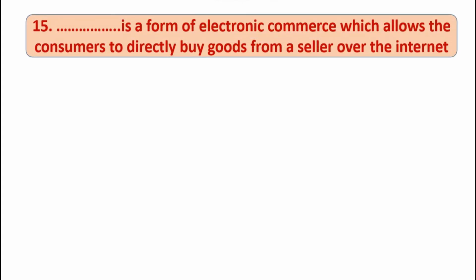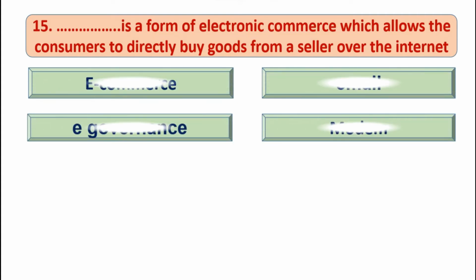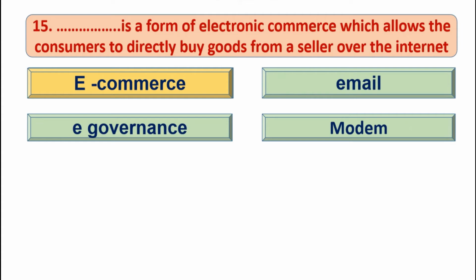Dash is a form of electronic commerce which allows the consumers to directly buy goods from a seller over internet. Options are e-commerce, email, e-governance, modem. So answer is e-commerce. When we do business on internet, we purchase things or we sell things on internet. This is called e-commerce.